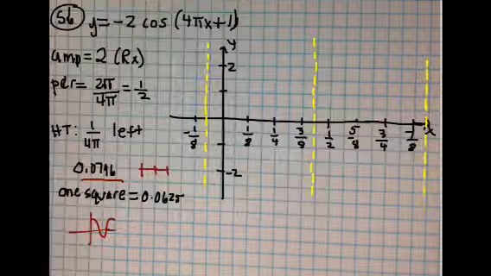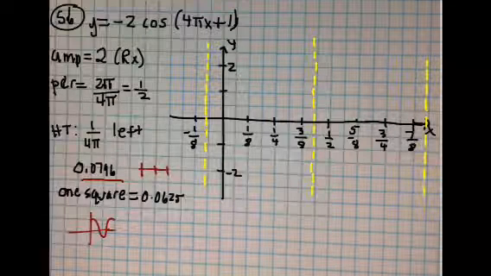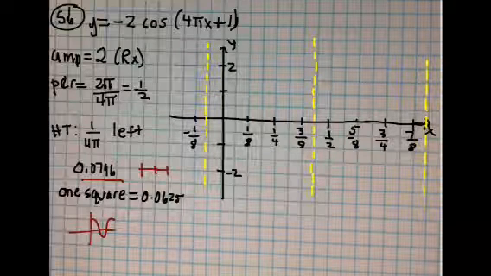So the zeros for cosine are 1/4, 3/4. So we're going to have, instead of 1/8, it's going to be about right here.